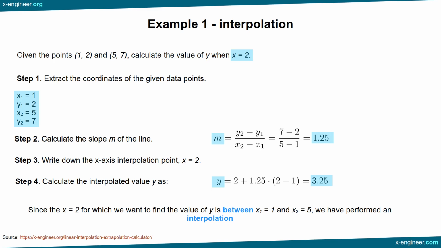Since the x value we are interpolating for lies between our given x values, this is called interpolation. This method is useful for estimating values between known data points in a linear trend. In the next section, we'll explore how this method can be extended to extrapolation, where we estimate values beyond the given data points.